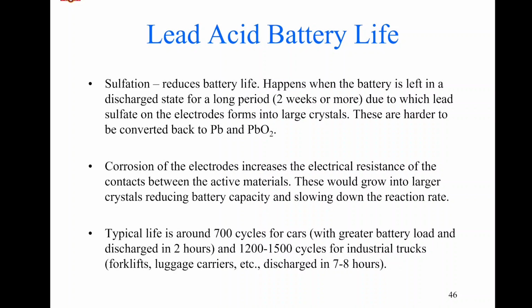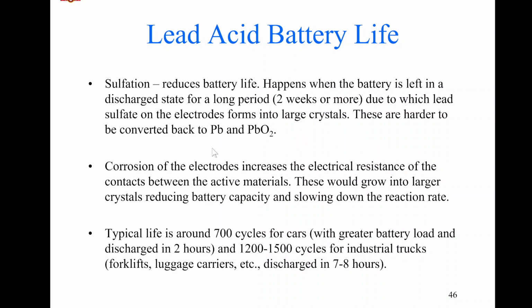In such a case, since the reaction sites get reduced, the capacity of the battery to give current up to its original design capacity reduces. And this is what ends up reducing the battery life.